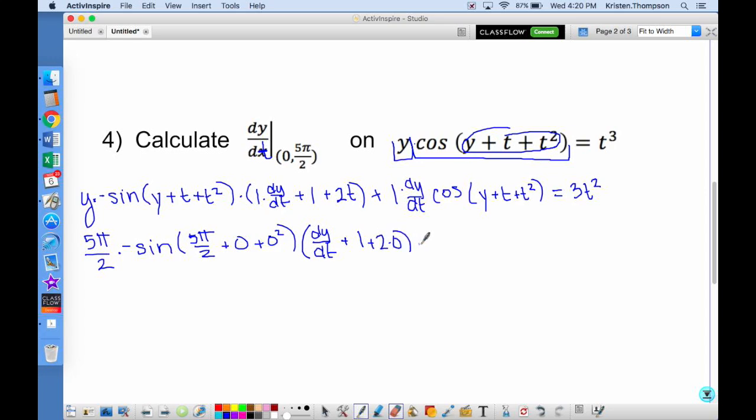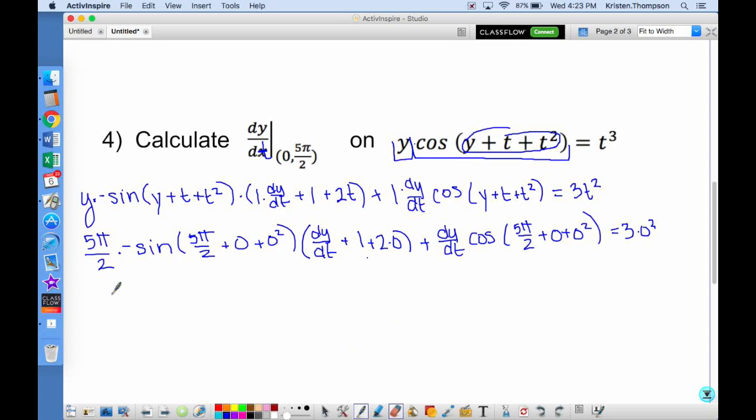Plugging in 0 for t. Again, dy/dt we don't know. That's what we're looking for. y is 5 pi over 2 plus 0 squared equal to 3 times 0 squared.